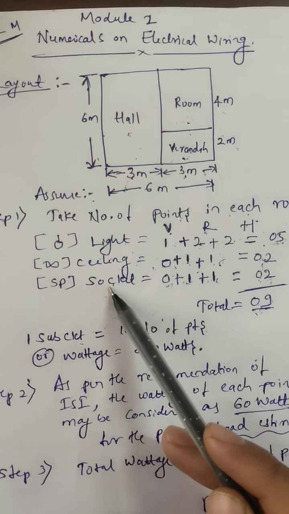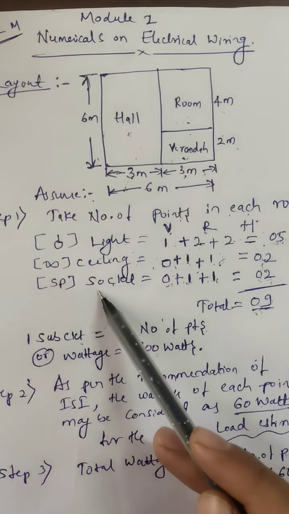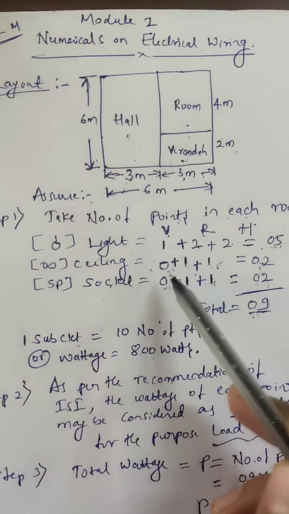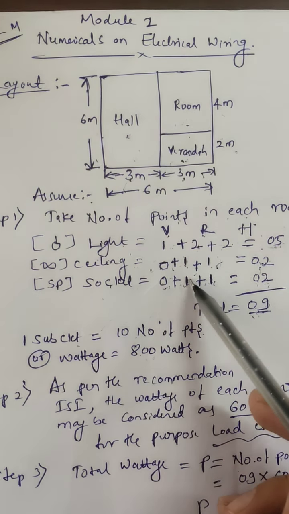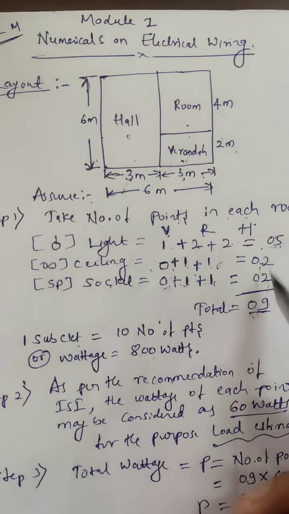Similarly, socket points. Socket means a plug point. 3 pin 5 ampere socket points are used for the lighting circuit. These sockets may not be necessary in the veranda. So 0 I have considered, plus 1 for the room and 1 for the hall. So again 2. So the total number of points is 5 plus 2 plus 2, which is equal to 9.